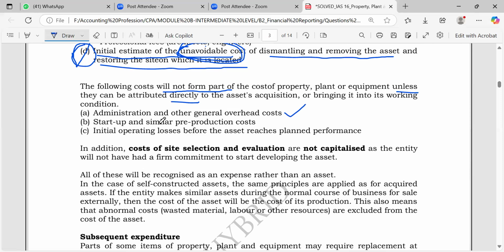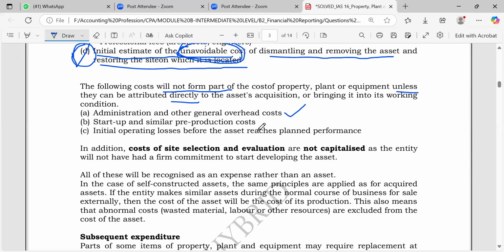Startup and similar pre-production costs. You know, before production, you may be incurring some cost, maybe the testing, I mean, you may be incurring some startup and similar pre-production costs before actually starting to produce, right? You may say, okay, that's no worries. We'll see that. And initial operating losses before an asset reaches its planned performance.